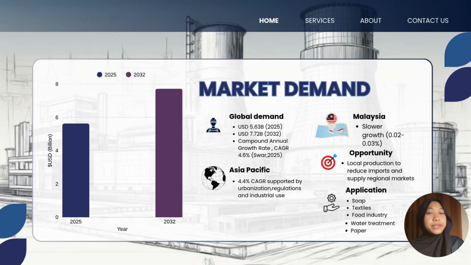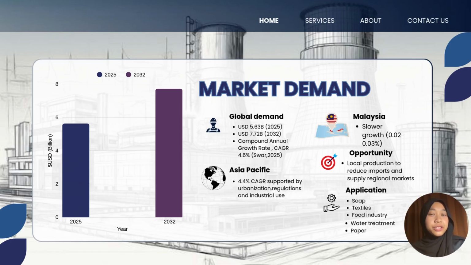This slide shows the market demand for sodium hydroxide production from 2025 to 2032. Globally, demand is expected to grow from $7.28 billion in 2025 to $9.38 billion by 2032, with a solid 4.6% annual growth rate. The Asia Pacific region is also seeing strong growth, about 4.4% CAGR, driven by rising demand in water treatment and industrial applications. In Malaysia, growth is lower, around 0.2 to 0.3%, but this still presents opportunity, especially in local production to reduce imports and meet regional needs.